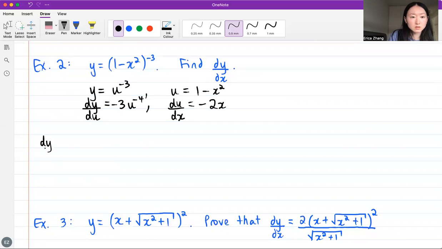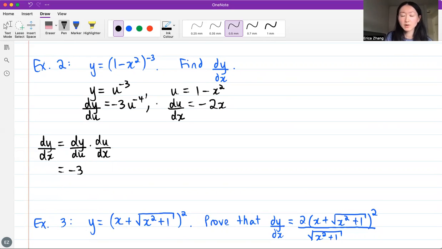Therefore, the derivative of y with respect to x, dy/du times du/dx, that is -3. Now replacing u with the expression in terms of x, right? Because our original expression was in terms of x. 1 minus x squared to the power of -4 times du/dx, which is -2x.